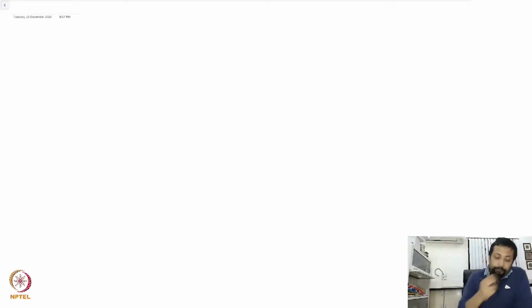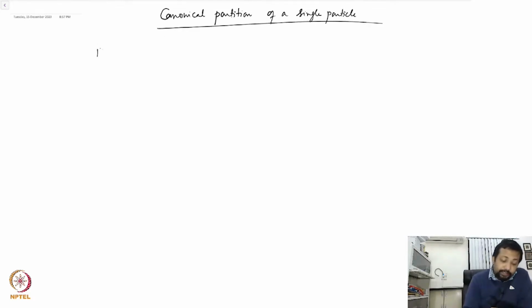So we now want to calculate the partition function. Let's say the canonical, we'll start off with the canonical partition function of a single particle. And our first case that we are interested in is a free particle in a box of volume V equal to L cubed with periodic boundary conditions.